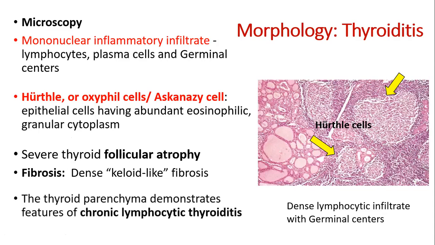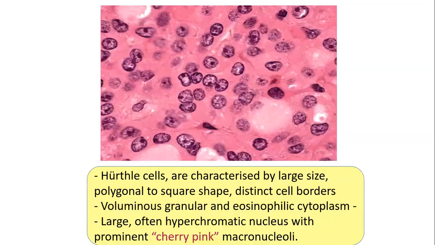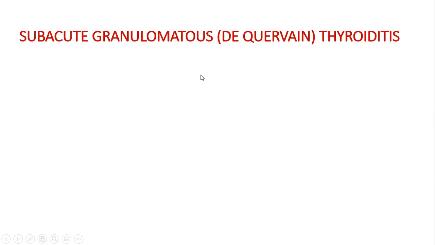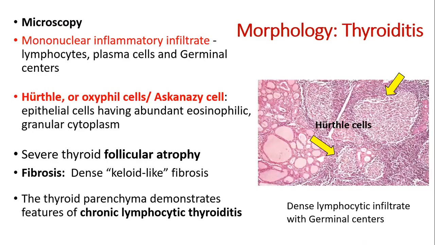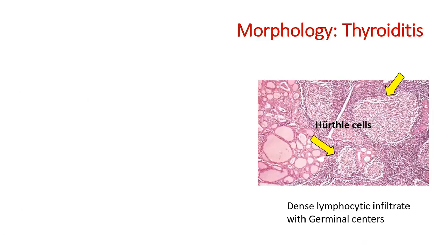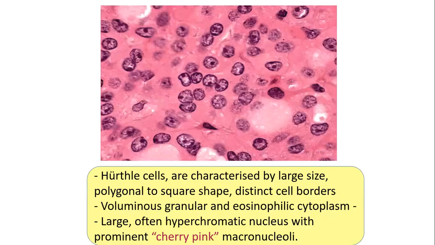The thyroid parenchyma demonstrates features of chronic lymphocytic thyroiditis. This is what Hurthle cells look like: characteristic large cells with abundant cytoplasm, polygonal in shape, distinct cell borders, voluminous granular eosinophilic cytoplasm. A large, often hyperchromatic nucleus with prominent nucleoli. Nuclei are red colored, prominent. So these are the features of Hurthle cells. The clinical presentation is hypothyroidism in Hashimoto's thyroiditis.